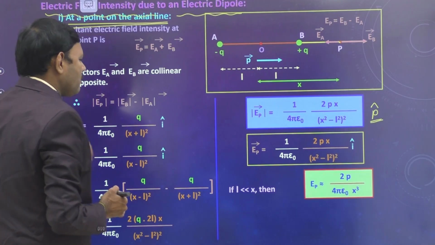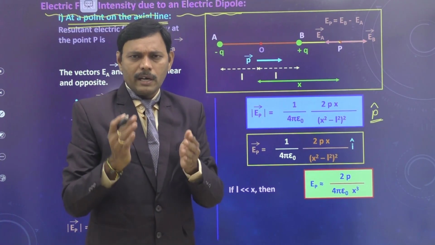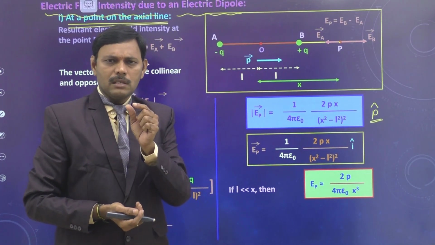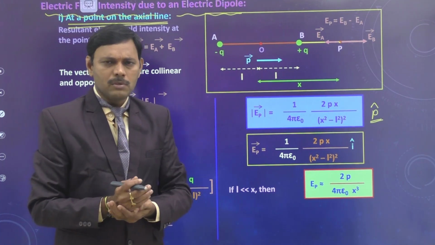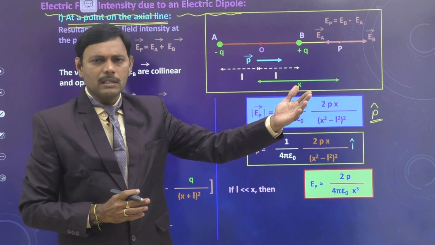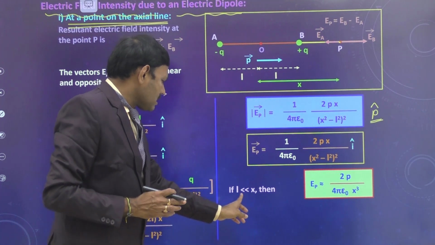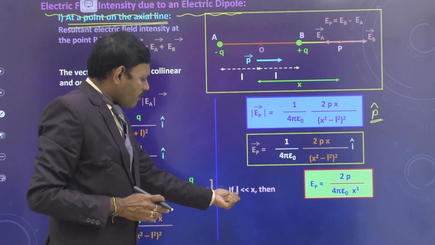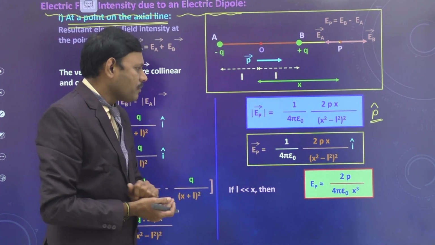When L is very much less than x, for practical purposes, if you consider dipoles in molecules, the dipole length is a very small value. L is very small. x is the distance at which we are finding the electric field due to the dipole at an outside point. In such situations, L, which is half of the length of the dipole, is very much less than the x value at which we are finding the electric field.